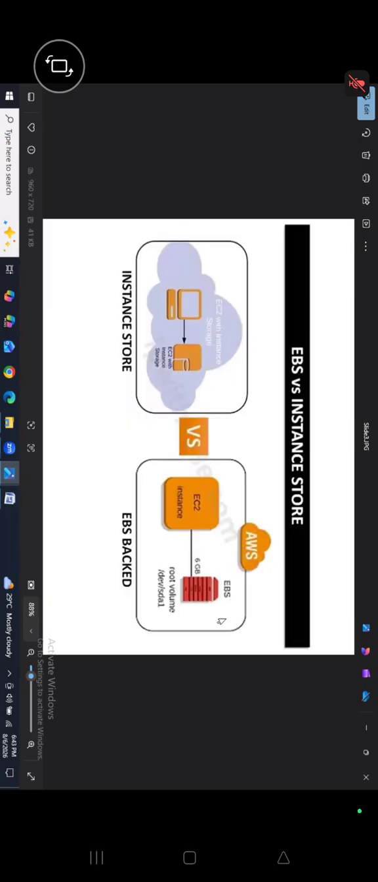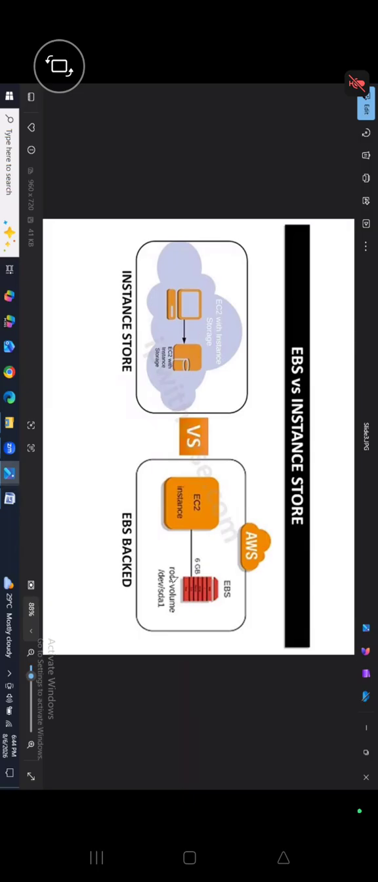So let's see here. What is this, guys? Instance store. So our hard disk is directly connected to EC2, like in our laptop, how we connect the hard disk to the motherboard, the same way. Instance store, nowadays no one is using it.